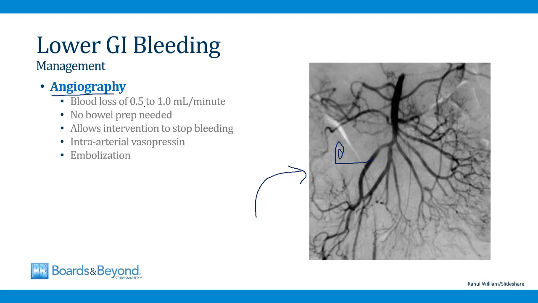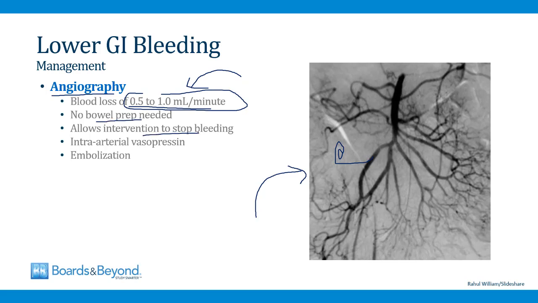Angiography is only useful when the blood loss is in the range of 0.5 to 1 liter per minute, and this is a fairly brisk bleed. And on your surgery rotations, they will want you to know these numbers, so make sure you remember them. The nice thing about angiography is there's no bowel prep needed, and you can intervene to stop the bleeding.